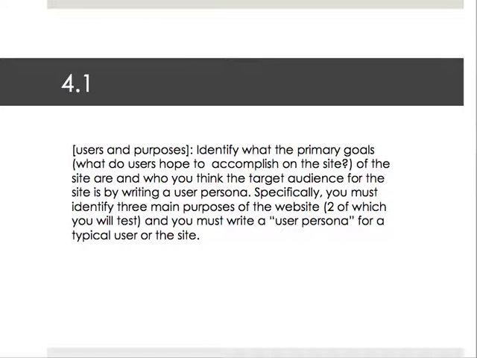So another part that you must have are users and personas. So we've done this now. We're really good at user personas. We're going to be doing just another one of those. That's going to be part of 4.1, the first section of this assignment. So just like you've done with the others, you just need to create that kind of imagined user, identifying the primary goals of what they would want to accomplish on the website, what the target audience is, and three main purposes that they would be using the website.